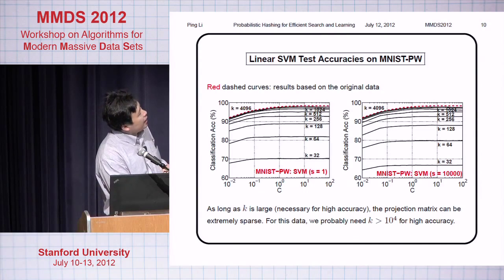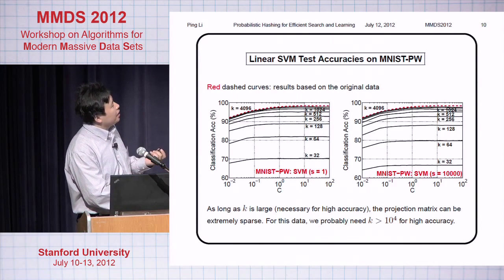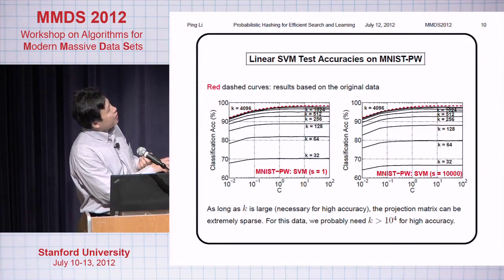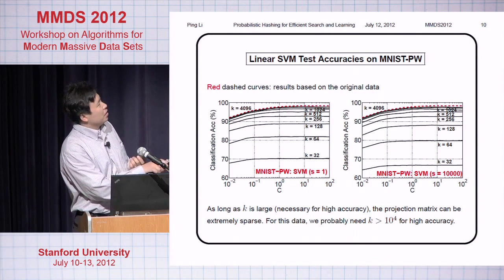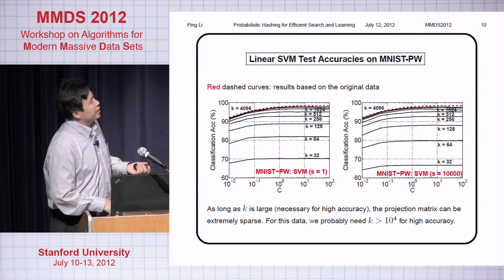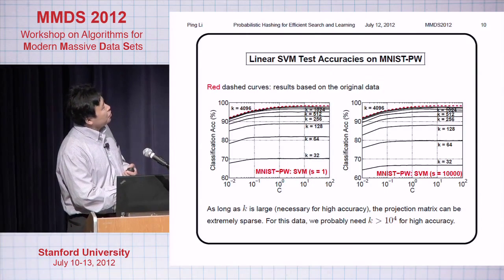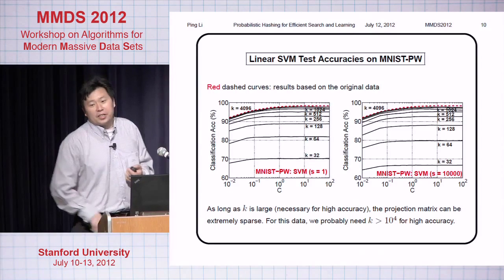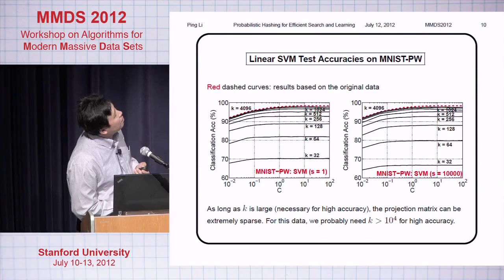And so this is another data set. We can see the same thing. So basically, K has to be large. 4,000 is not enough for achieving the same accuracy as using the original data. But as long as you're using large K, then the matrix can be very sparse. So this is for SVM.